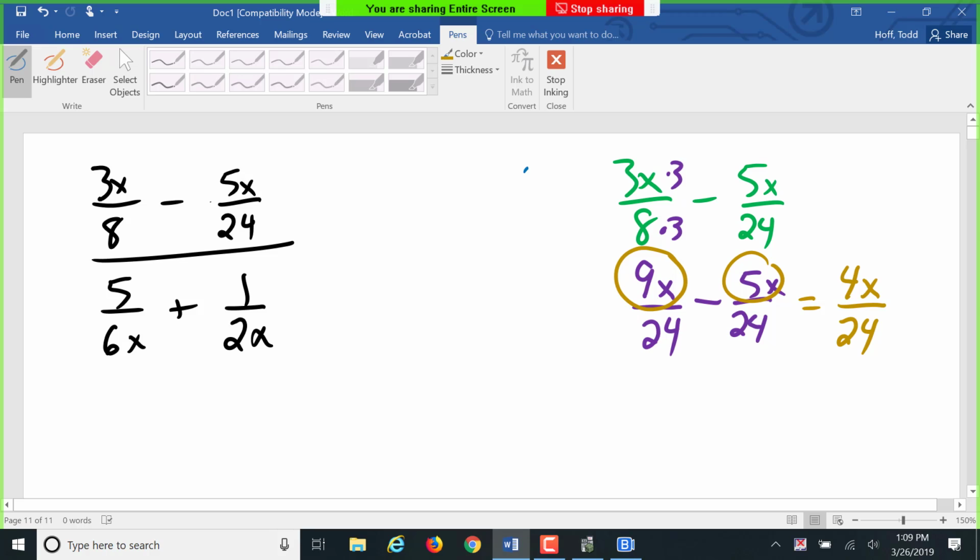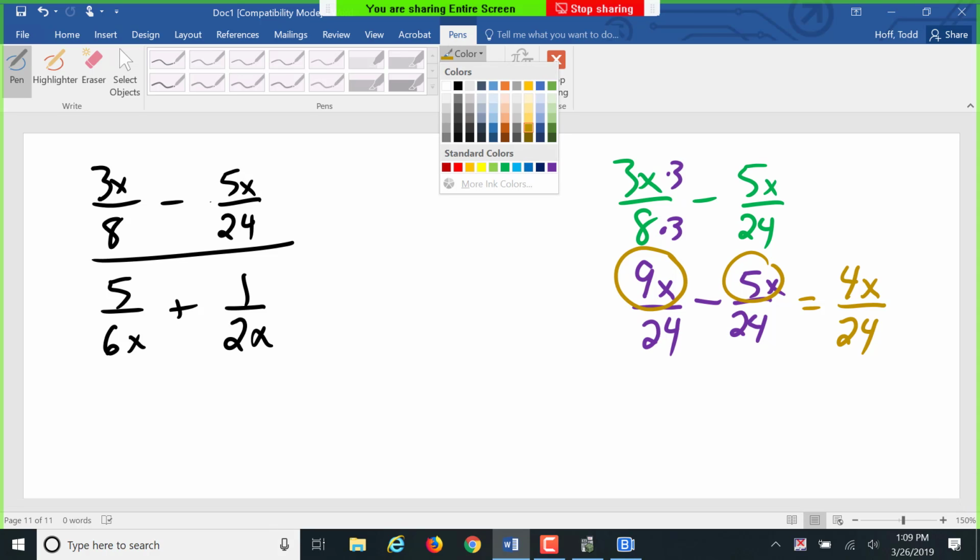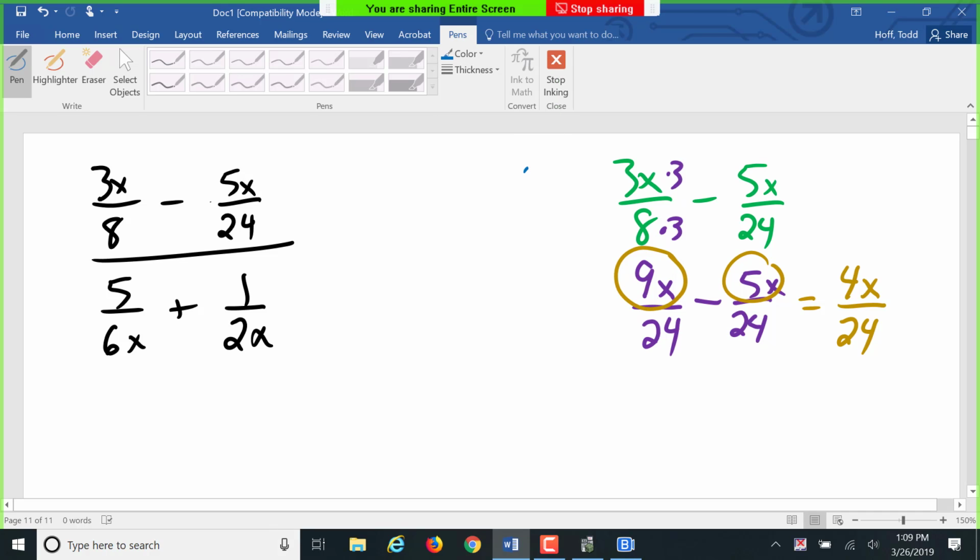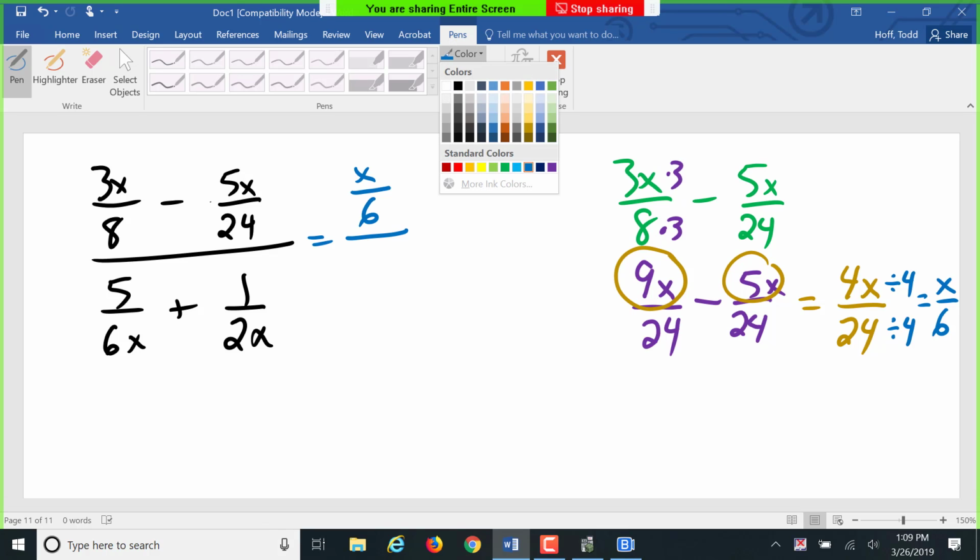That can be reduced. Both numerator and denominator here can be divided by what? 4. Good. 4x divided by 4 is just x, and 24 divided by 4 is 6. So on top here we get x over 6. Now we have to do the bottom.